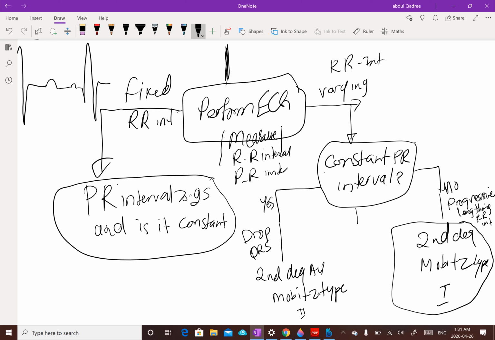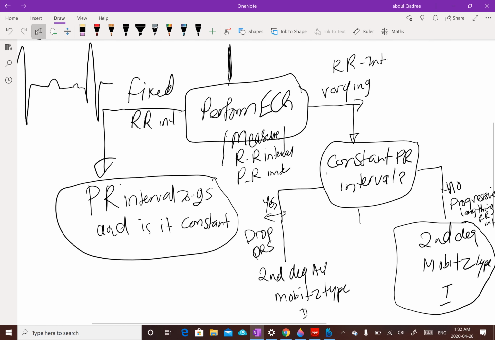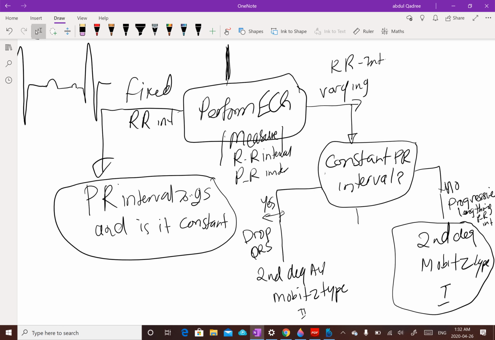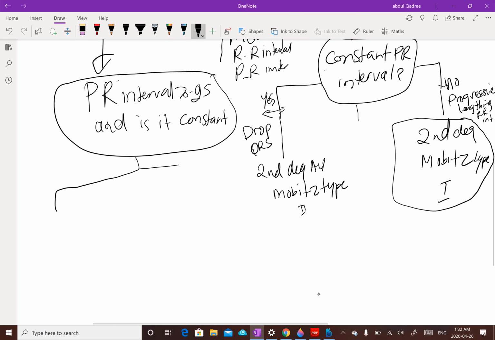Of course, on this side we also had a prolonged PR interval, but the prolongation was progressive lengthening, and in here we didn't have much. On this side we didn't have much prolongation, but it was a constant PR. So on the fixed R to R interval, we're going to see: is the PR interval prolonged? Yes, greater than 0.2 seconds. And is it constant? Sorry, let me just draw this.